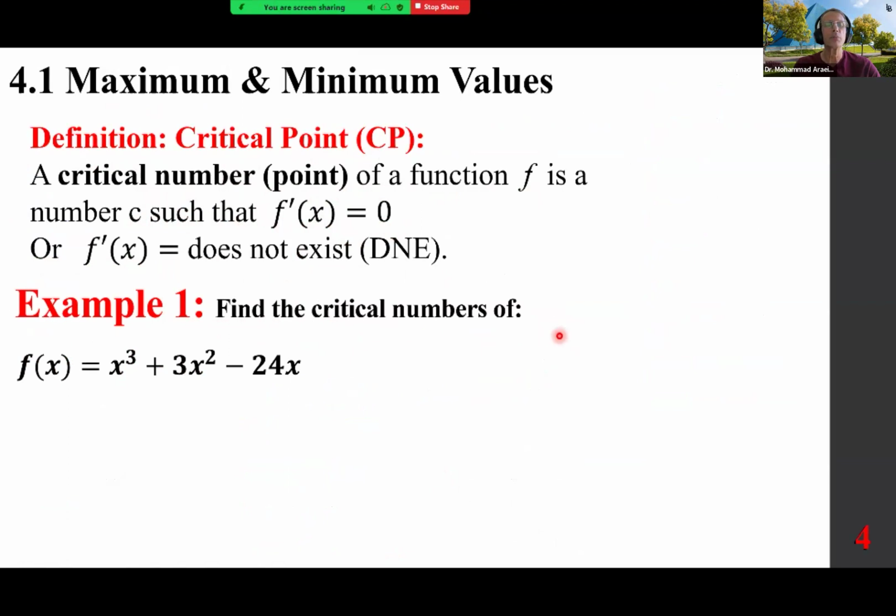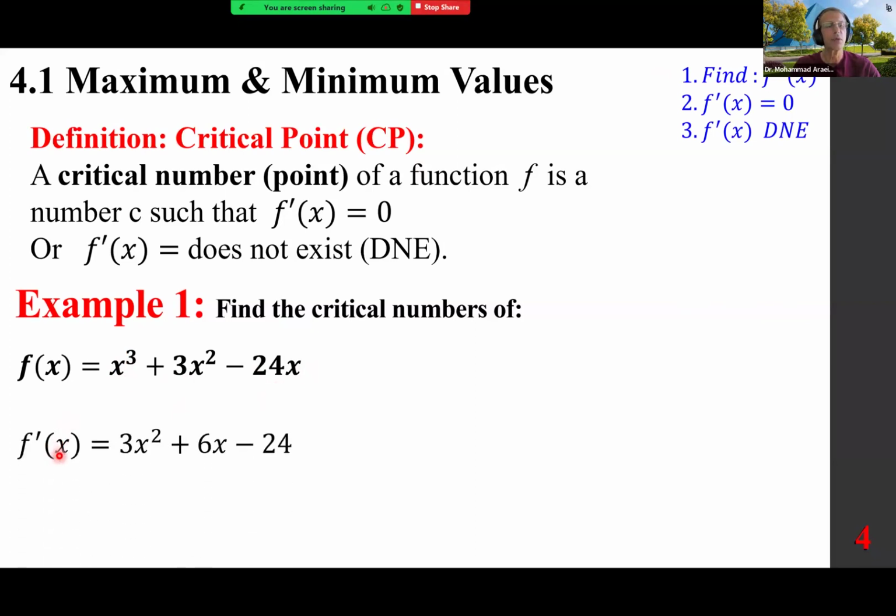Example 1, find the critical numbers of f of x equals x cubed plus 3x squared minus 24x. Here's the process. Number 1, we want to find f prime of x. So x cubed, the derivative is 3x squared. 3x squared, the derivative is 6x. Minus 24x, the derivative is negative 24. Therefore, f prime of x is 3x squared plus 6x minus 24.